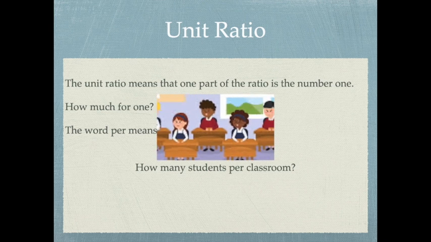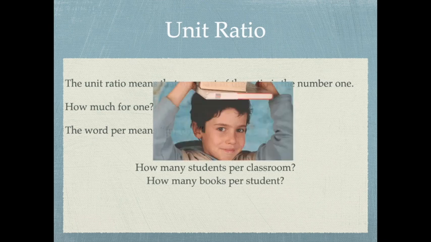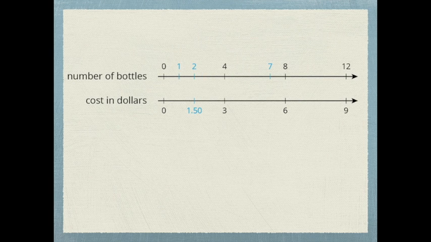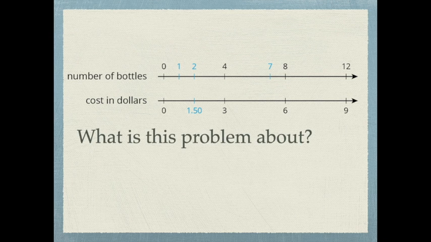How many students in one classroom? How many books does every single student have? So take a look at this double number line. This is a completely different problem. This is the number of bottles and how much the bottles cost. I don't know what kind of bottles, but that's irrelevant right now. I'm looking at this double number line, and I would say that 4 bottles cost $3. Do you see that? 4 bottles cost $3.